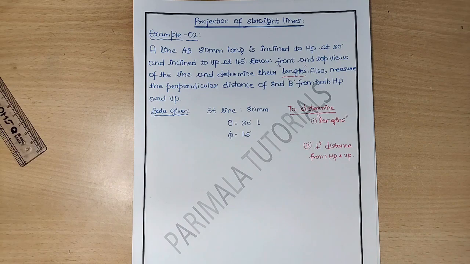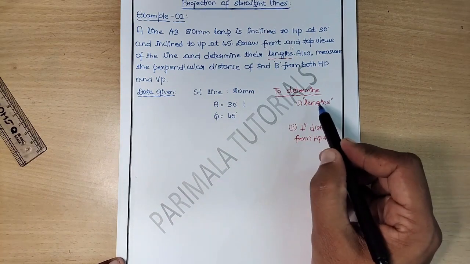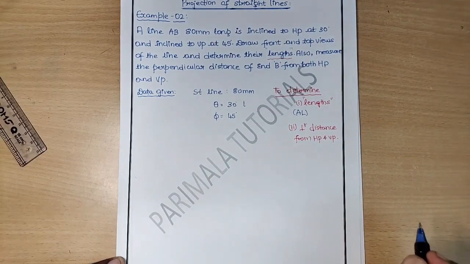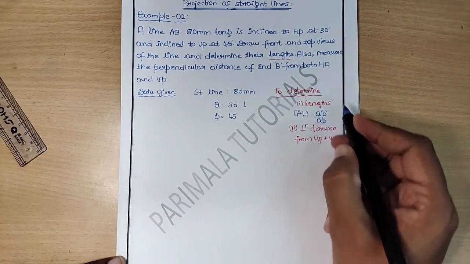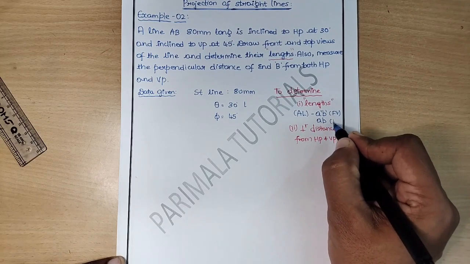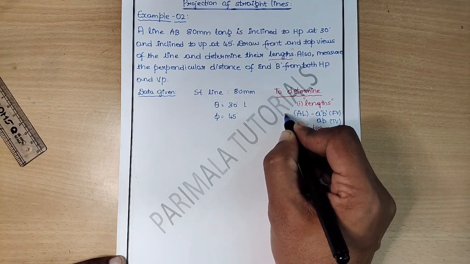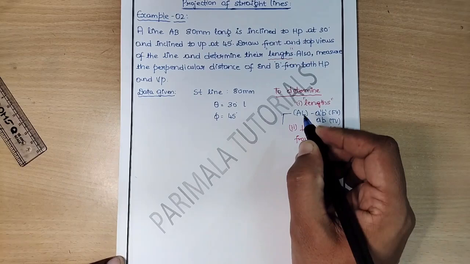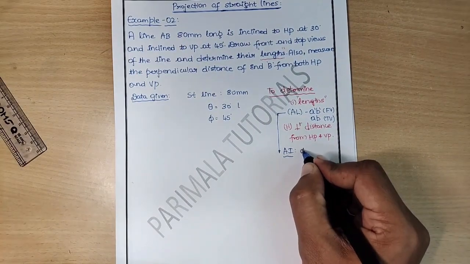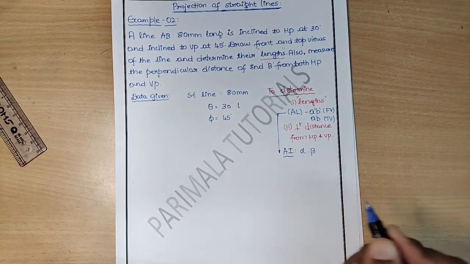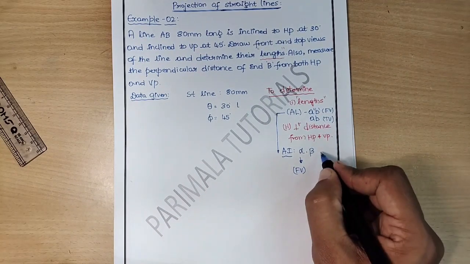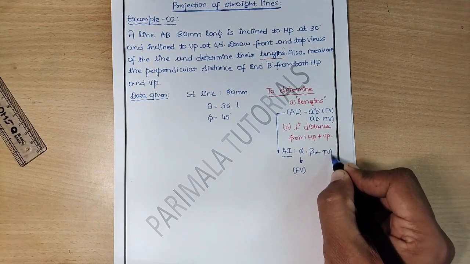Now let us break down the data one by one. We are supposed to find out their lengths, meaning it is understood that their apparent lengths. The apparent lengths A dash B dash in the front view and AB in the top view. If we want to find out the apparent length, we are supposed to find out apparent inclinations, that is nothing but the angle alpha and the beta. Alpha will be the front view angle and beta would be the top view angle.